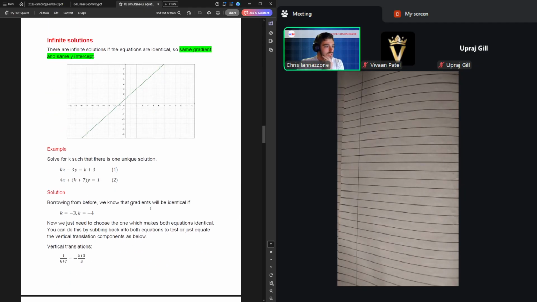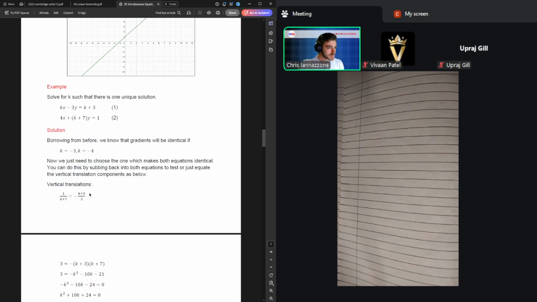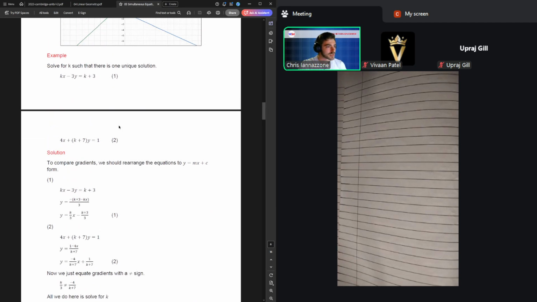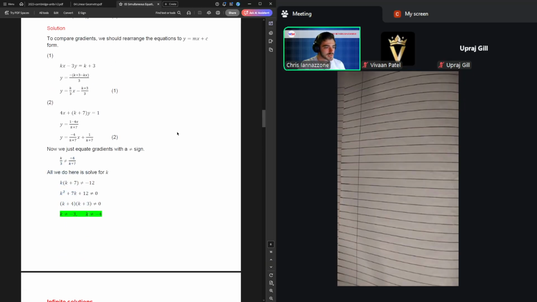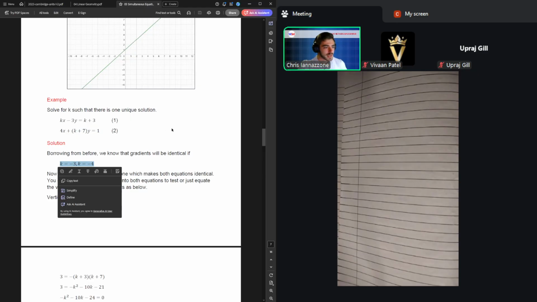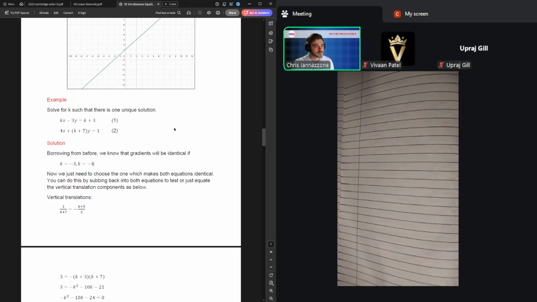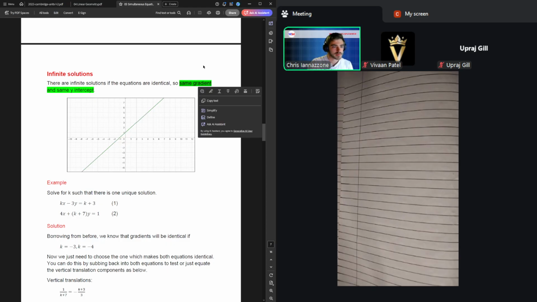Infinite solutions. So we're going to use the exact same approach here to try to make them identical. Actually, I've just borrowed everything from before. We found earlier that the gradients would be the same if we had k equals negative 3 and k equals negative 4. To save some space, I didn't rewrite all that, but you could go through, get your y equals mx plus c, and do this exact same thing again. You're going to get k equals negative 3 and k equals negative 4 for identical gradients, which is a good thing because we want the lines to be the same.